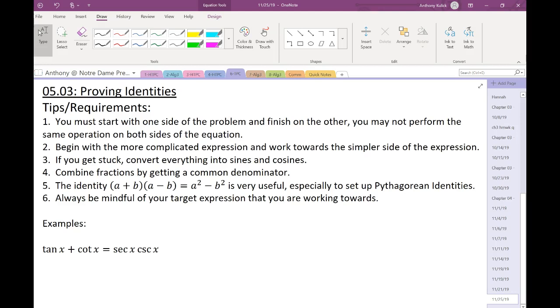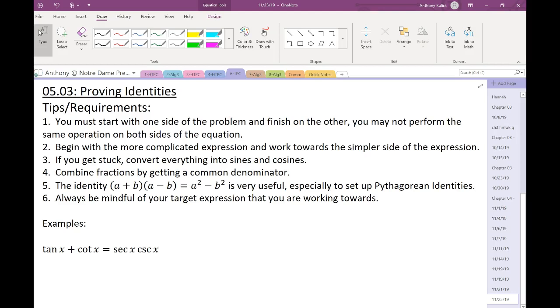If you could do section 1, where you did the simplifying the trig expressions, this section I think is actually a little bit easier. It's essentially doing the same thing, but this time you know what the end should be. So going through these tips and requirements, we're going to start on one side of the problem and then keep working at it until you end with the other side.